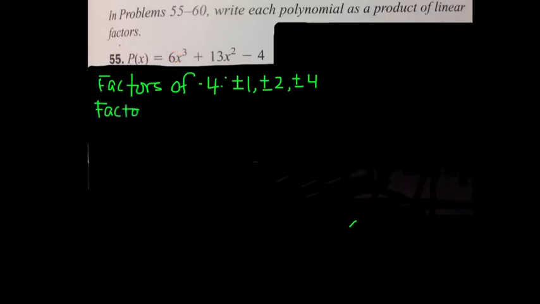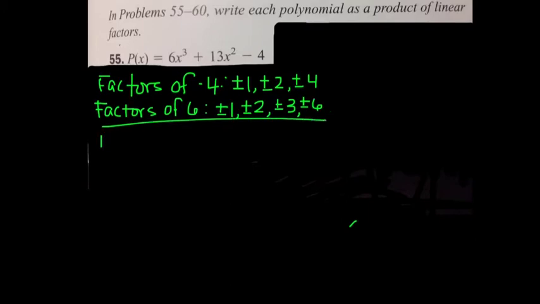To do that, I first look at the constant term, which is negative 4, and find factors of negative 4, which would be plus or minus 1, plus or minus 2, and plus or minus 4. I then need factors of the leading coefficient, which is 6. So factors of 6 would give me plus or minus 1, 2, 3, and 6.